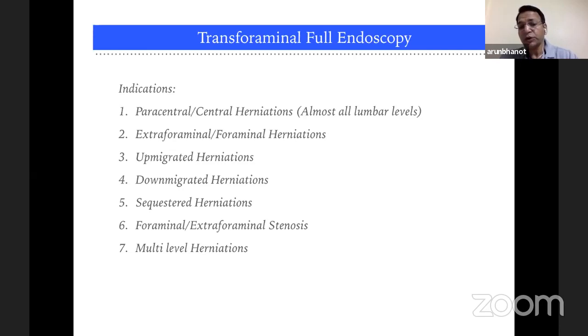This answers your question, sir, whether it is indicated for certain special cases or not. Transforaminal full endoscopy can work for paracentral and central herniations in almost all lumbar levels. Why I said almost, that means there are a few exceptions like L5S1, which I'll talk about later. Up-migrated, extraforaminal, foraminal, down-migrated, almost all herniations can be handled with the transforaminal approach in expert hands, and multi-level herniations also.